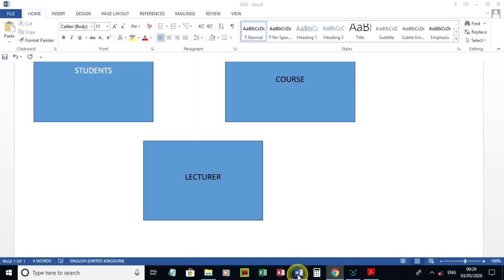One of the relationships should be the relationship between student and lecturer, or student and course. It means that data about the student must be here. Data about the course must be in lecturer. Data about the lecturer must be in students. You understand?